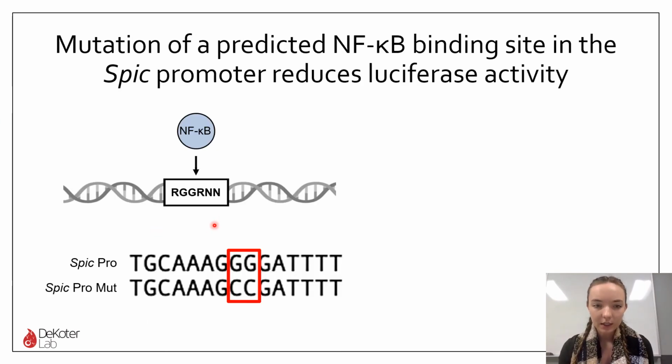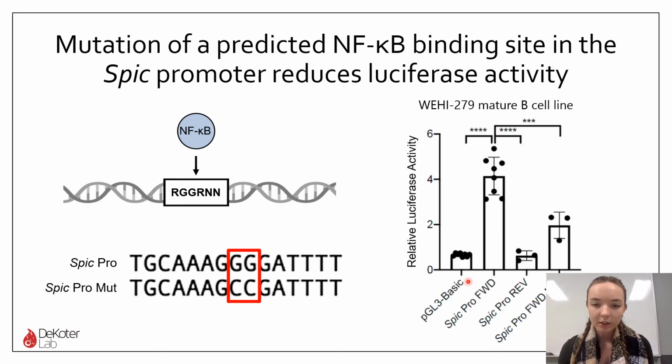So what we wanted to do next was to mutate this binding site, and we mutated these 2 guanine residues to cytosines, which prevented binding of the NF-kB subunit to our promoter. And when we went on to transfect this mutated vector, we saw that there was a significant reduction in relative luciferase activity compared to the promoter in the forward orientation, indicating that this NF-kB binding site is required for full activity of the Spi-C promoter.